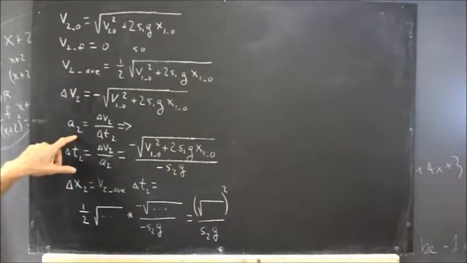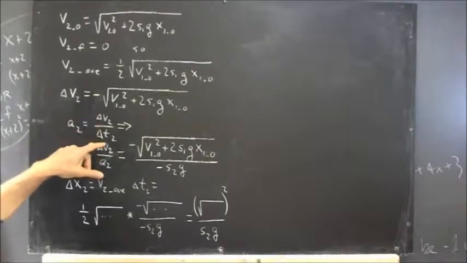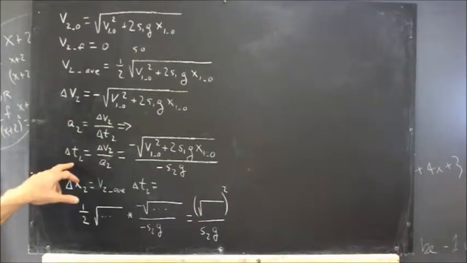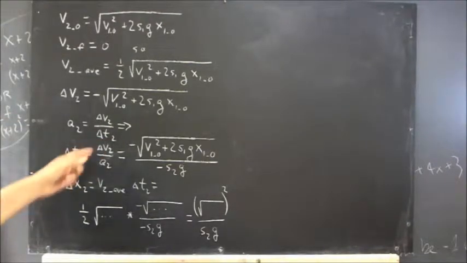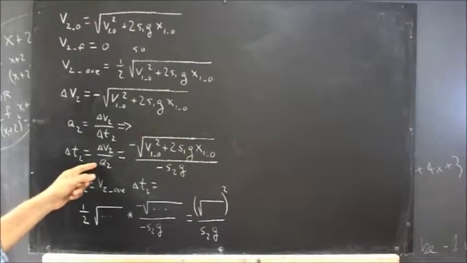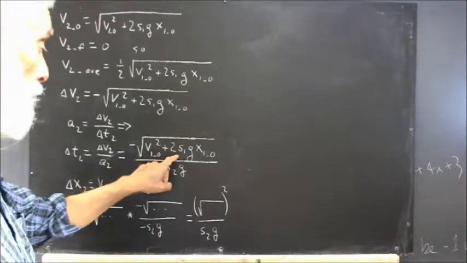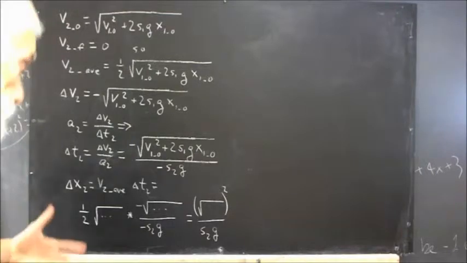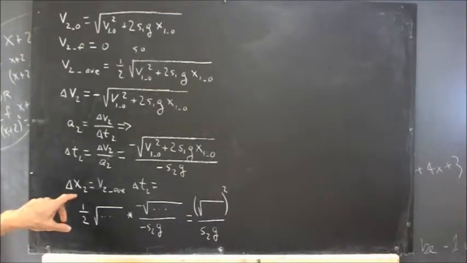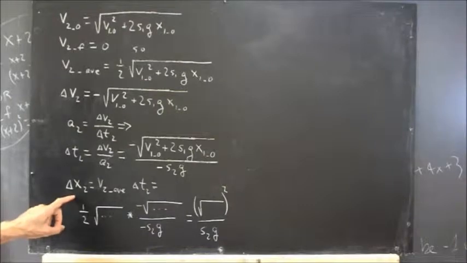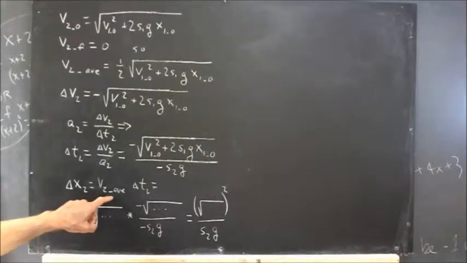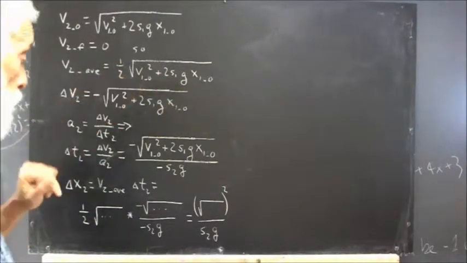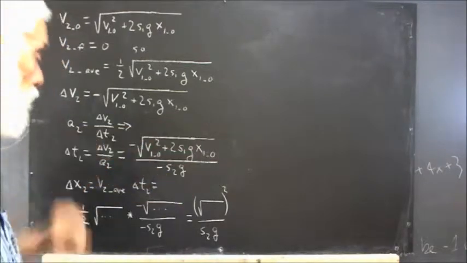Now, the acceleration on the second ramp is the change in velocity divided by the change in time on the second ramp. So the time interval on the second ramp is easily calculated as the change in velocity divided by the acceleration, which will be the negative of this square root over the negative s2g, which is the acceleration on the second ramp. Now the delta x2, the displacement on the second ramp, is going to be the average velocity times the delta t. The average velocity is this expression with the square root. The delta t is this expression with the square root.